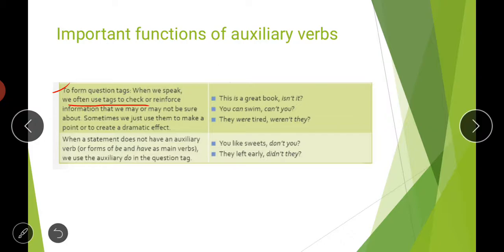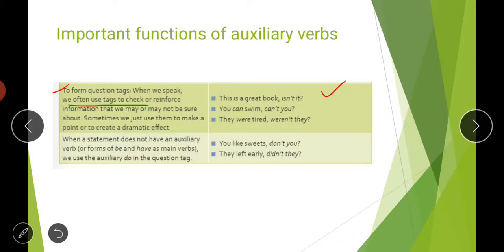So one of their functions is to make tag questions. So how do they form tag questions? This is a great book, isn't it? It means if I am asking the opinion of another person about that book, I will simply say, this is a great book, isn't it?